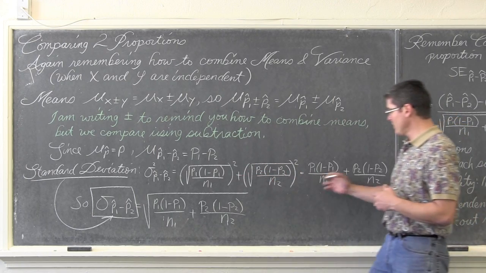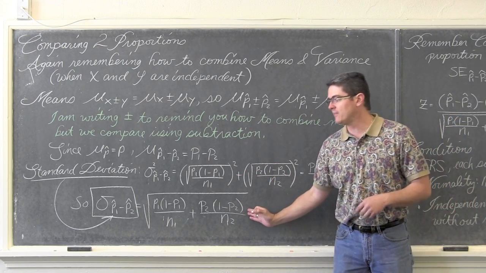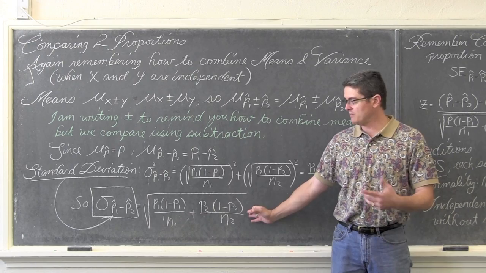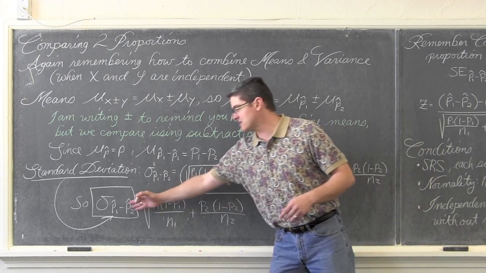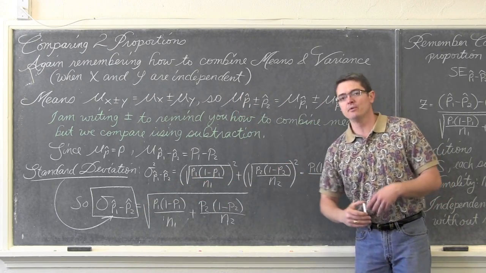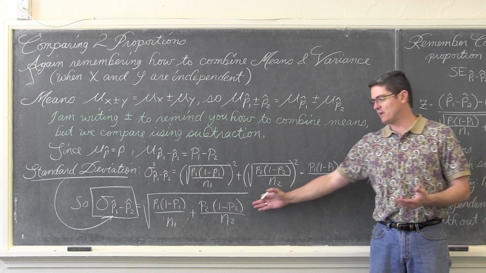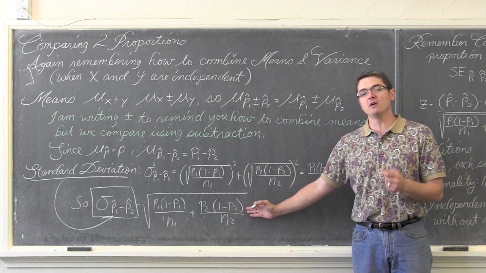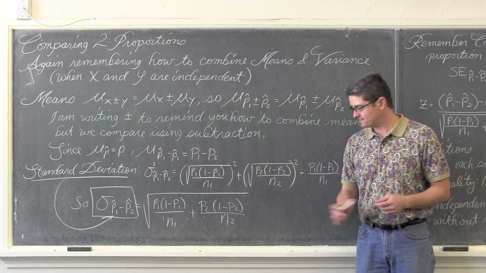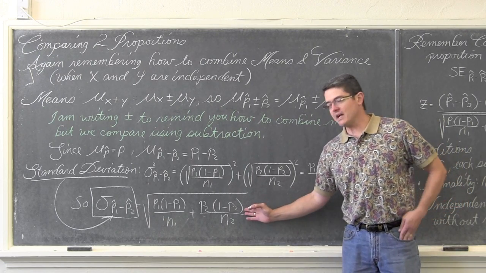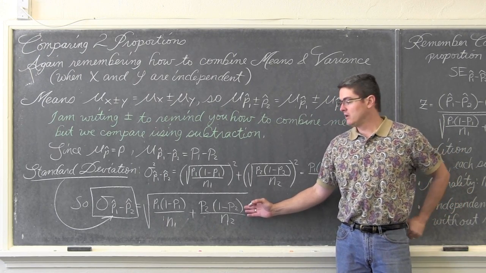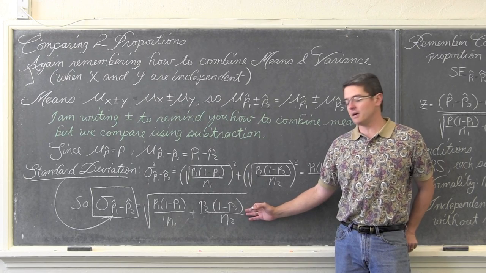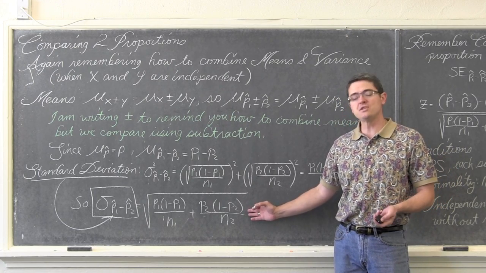So I need to square root this combined variance to get the standard deviation of p hat sub 1 minus p hat sub 2, which equals the square root of the sum. This formula that I'm pointing to is going to be on your formula sheet for the AP exam. So you're not going to have to memorize it. You're just going to have to know where it came from and what it's used for.